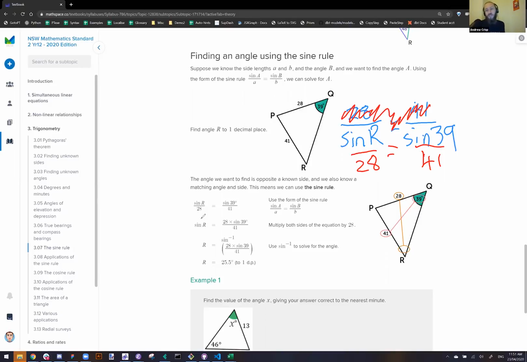Okay, where to from here? First of all, we get sine R on its own by multiplying both sides by 28. And then, going back to what we were looking at the beginning of the lesson, we have sine of R equals something. This is definitely a big blah. Well, R is sine inverse of that blah. And we do sine inverse of this, put it into our calculator, and get our answer.